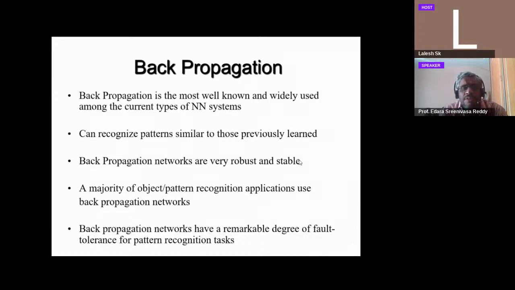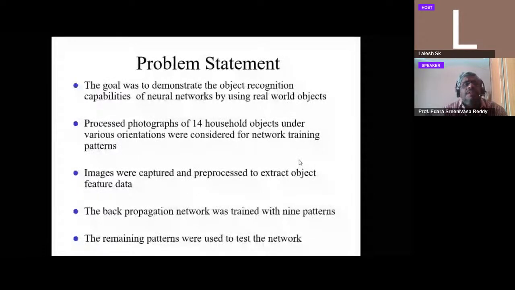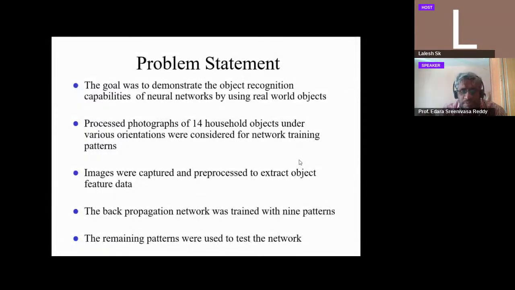They are very robust and also fault tolerant. So now the goal, the problem statement, is object recognition by using neural networks. Processed photographs. Here processed photographs means pre-processing has been carried out.